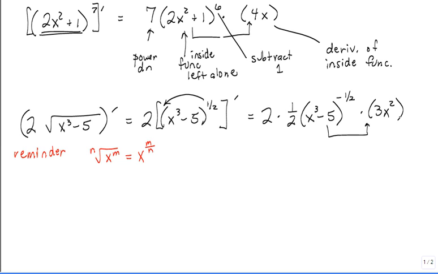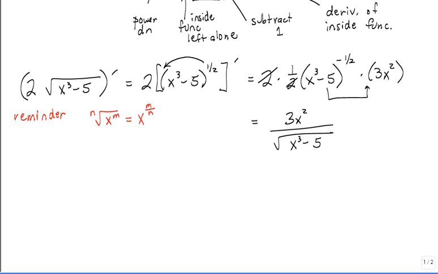Derivative of 5 is 0. So let's clean this up a little bit. Those are going to divide out. We have 3x squared in the numerator. A negative exponent puts the square root into the denominator, and that would be our final answer. So the negative exponent puts the power in the denominator, and the 1/2 power represents square root. And the quotient rule and product rule will apply here also. But you can look at some of the example homework problems and we'll see that.